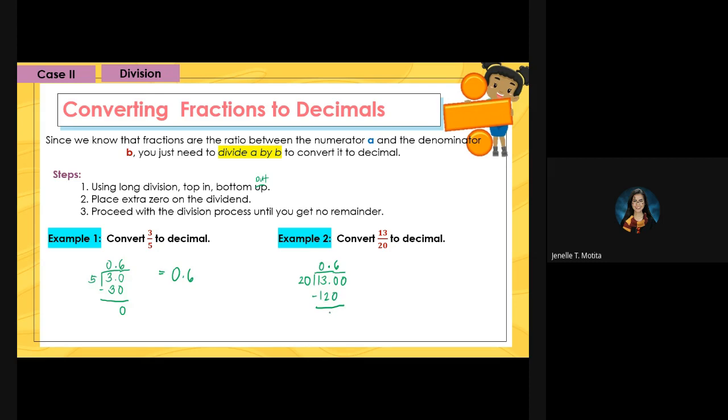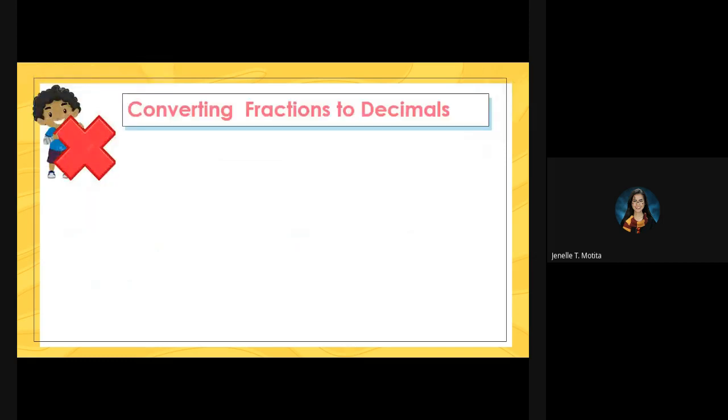130 minus 120, you got 10. Bring down 0. 100 divided by 20, you got 5. 5 times 20 is 100. Minus this, you got 0. So your remainder is already 0. Therefore, 0.65 is, sorry, I read the decimal incorrectly. 0.65 is your final answer for this one. That's division. And so for you to master case number 2, you shall master the division process, the long division process.